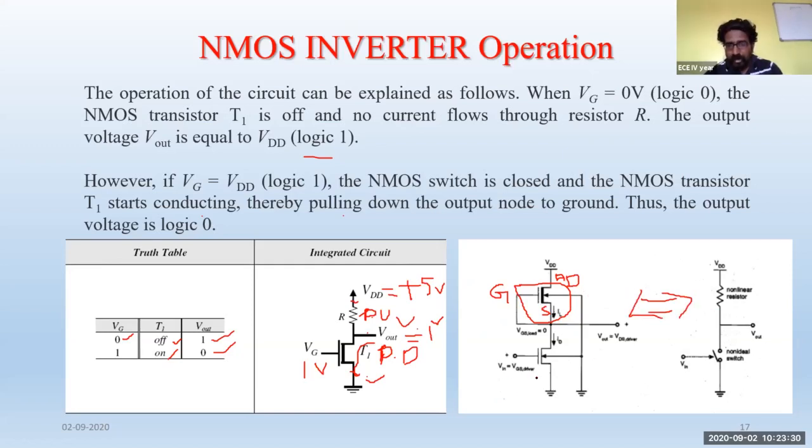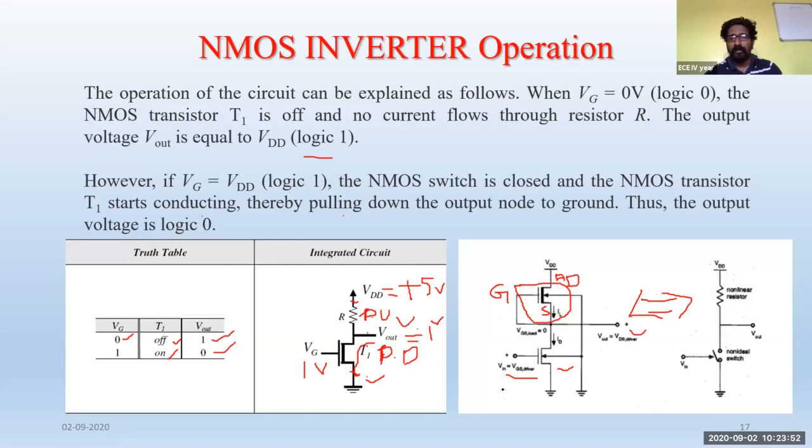Whenever you supply Vin equal to 0 volts, what happens? This transistor will be turned off. There is no connection between the switch. The switch will be in the off state. So ultimately, this will be the non-conducting state. The transistor will be in the non-conducting state. Whatever the supply voltage is given here, that will be pulled to the output, and you will be getting a logic 1 as an output.